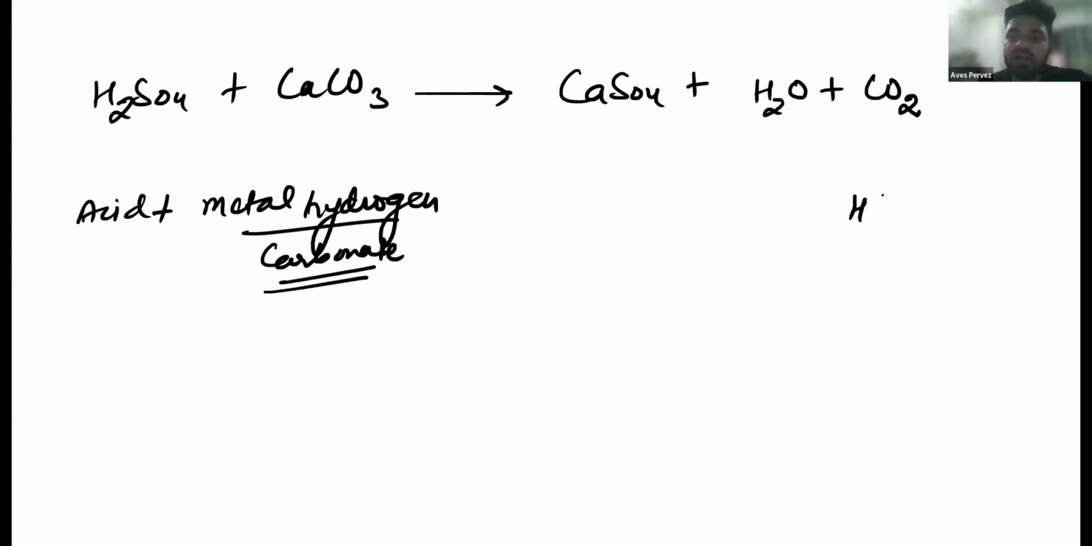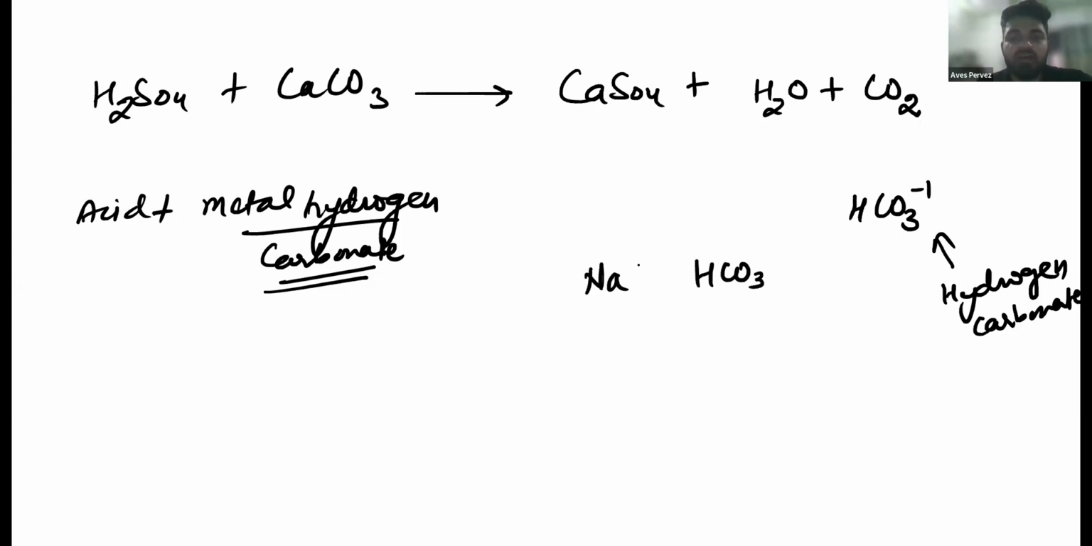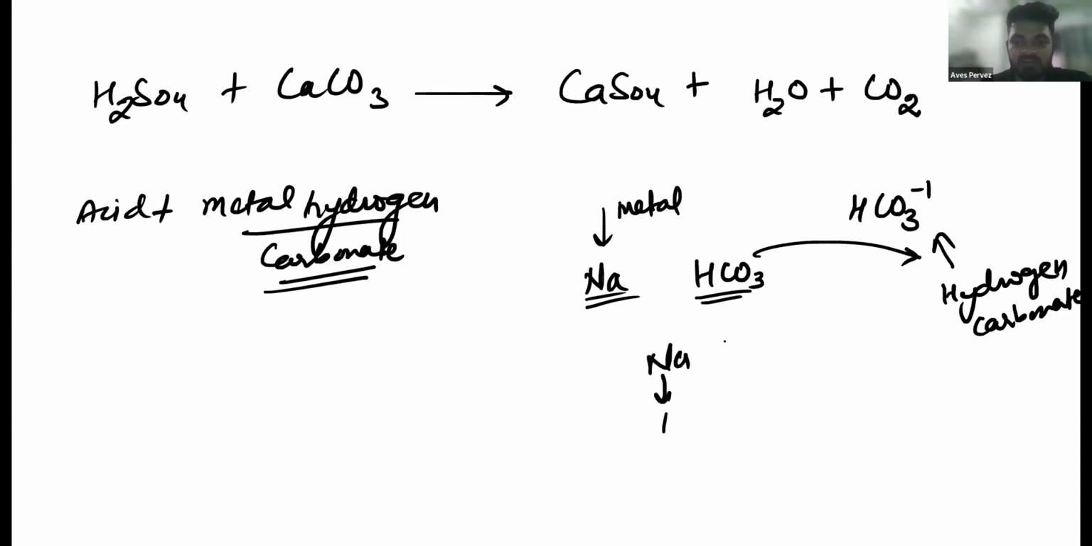And what is hydrogen carbonate? Hydrogen carbonate is HCO3 minus 1. This is the hydrogen carbonate group. Okay. So when we have Na and we have HCO3, they combine to form a salt that is called metal hydrogen carbonate. Okay. This is metal and this one is hydrogen carbonate. So when they combine together, for example, Na has valency 1 and HCO3 also has valency 1, so together they form NaHCO3.